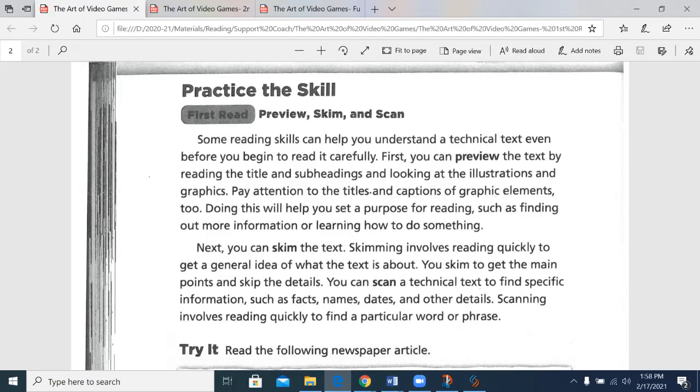Skimming involves reading quickly to get a general idea of what the text is about. You skim to get the main points and skip the details. You can scan a technical text to find specific information, such as facts, names, dates, and other details. Scanning involves reading quickly to find a particular word or phrase.